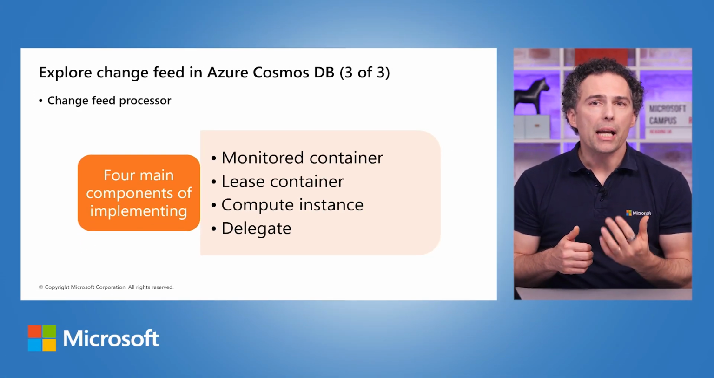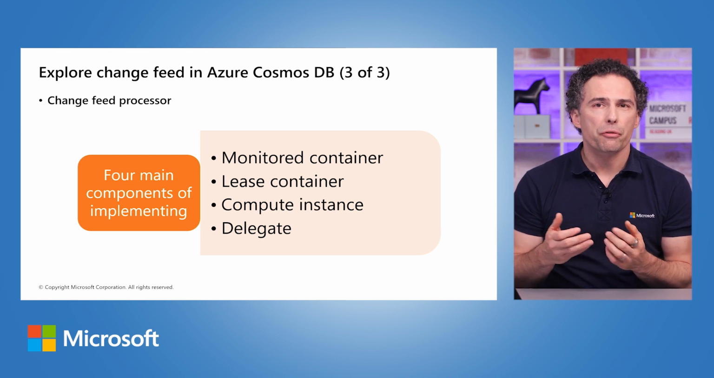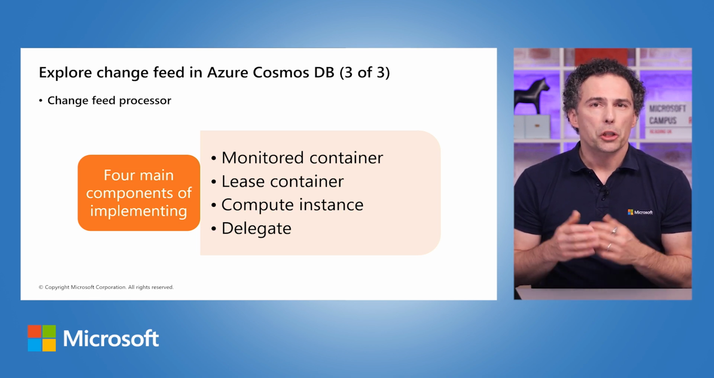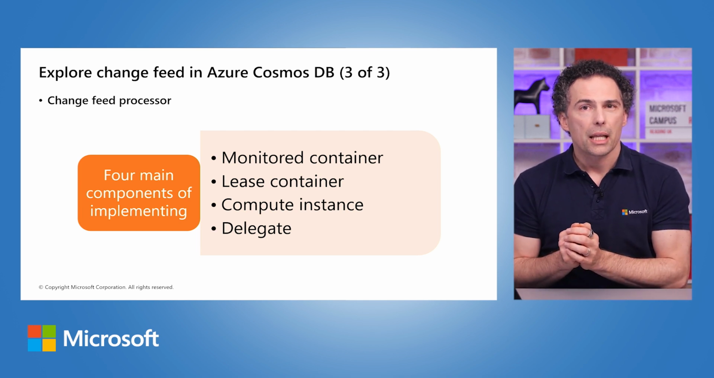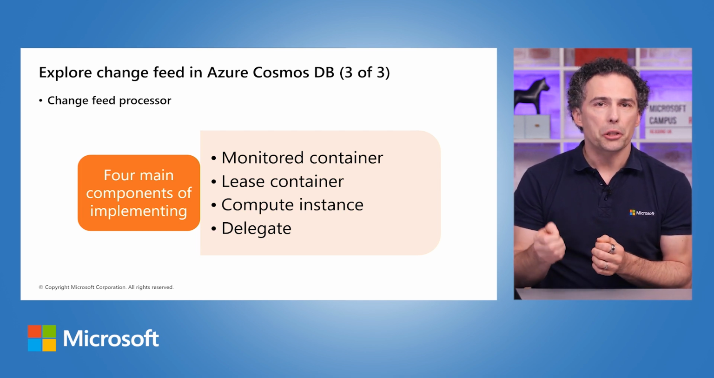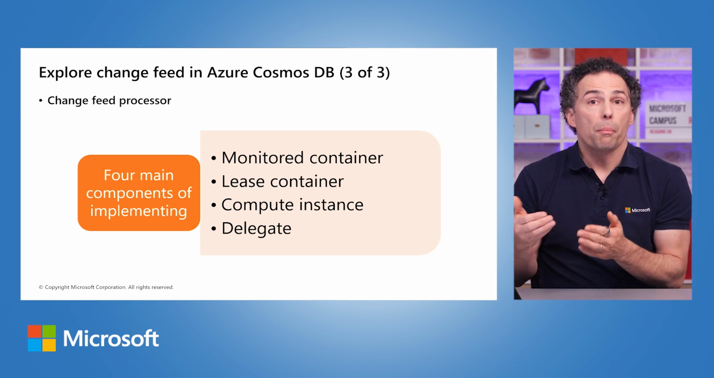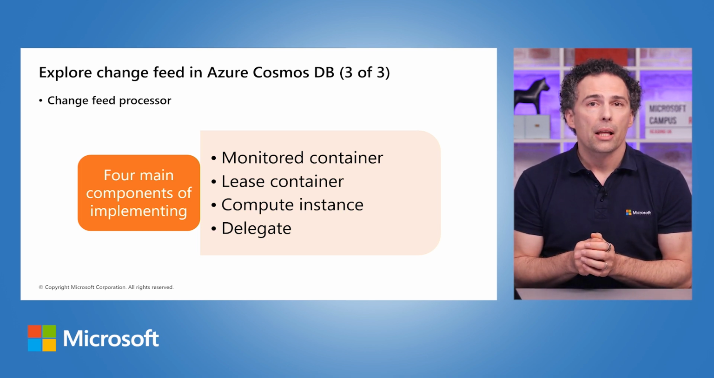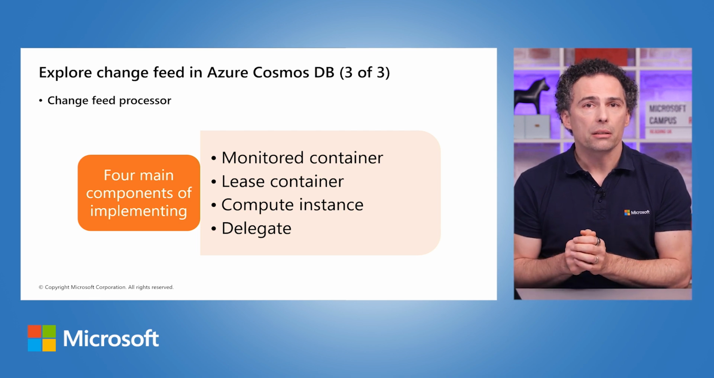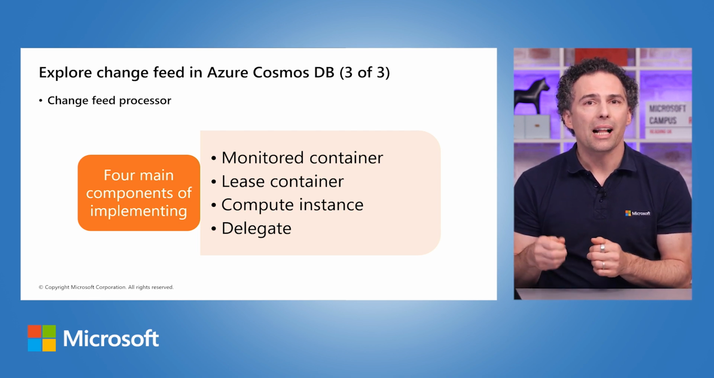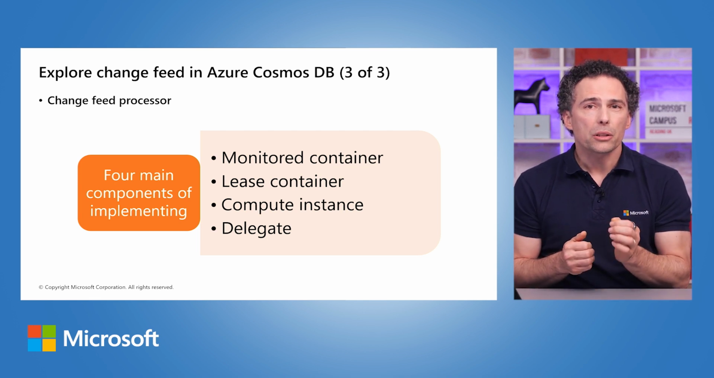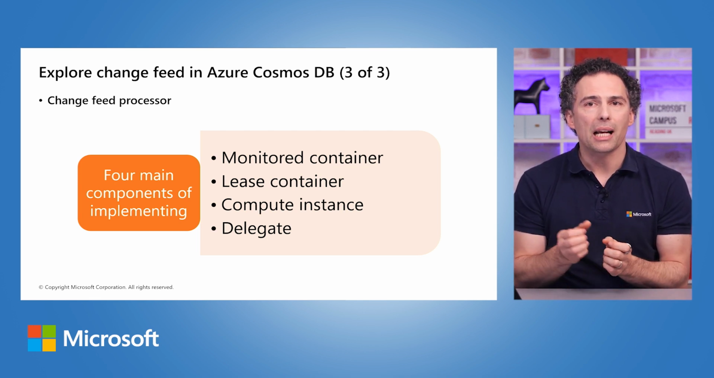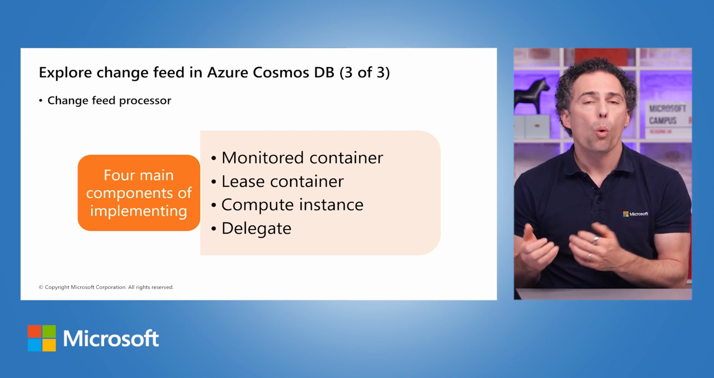There are four main components of implementing the change feed processor. The change feed is created from the data in the monitored container. The change feed shows any additions and changes to the monitored container. The release container keeps track of the state and helps to process the change feed with multiple workers. The release container can be in the same account as the container that is being monitored or in a different one.